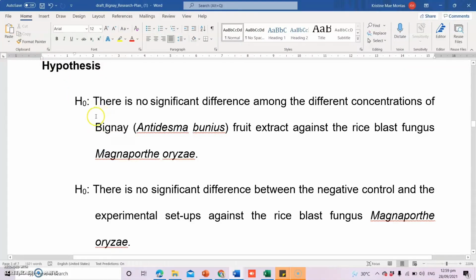Example of hypothesis. So, we have here the null hypothesis 1, which is there is no significant difference among the different concentrations of Bignai Antidesma bunius fruit extract against the rice blast fungus Magnaporthe oryzae. So, the other one, null hypothesis, there is no significant difference between the negative control and the experimental setups against the rice blast fungus Magnaporthe oryzae.